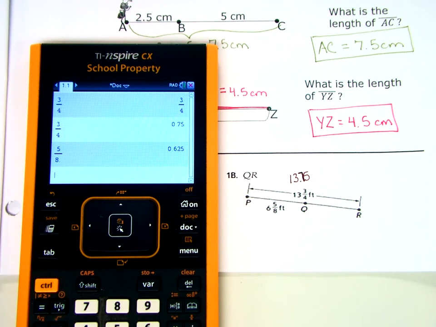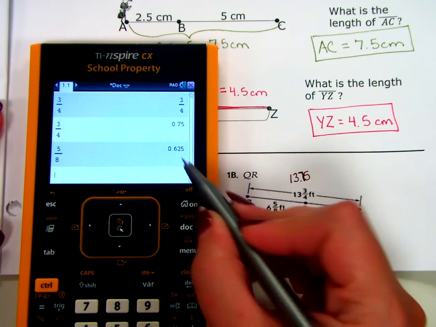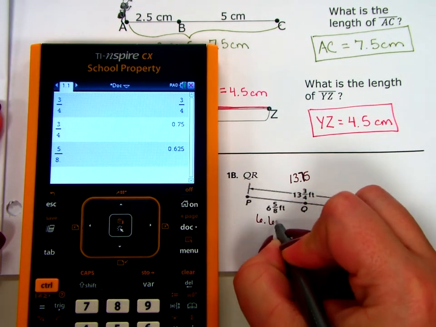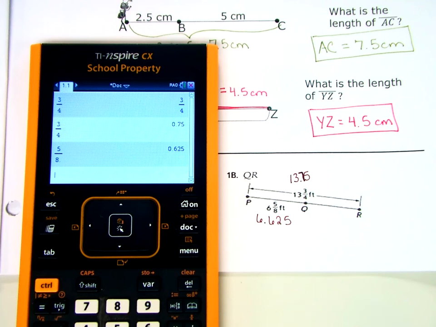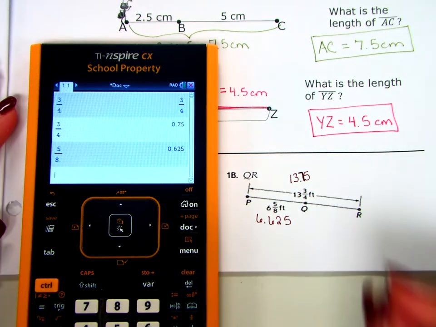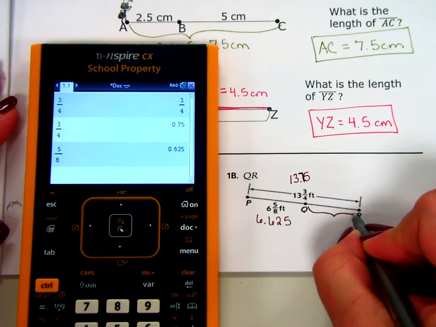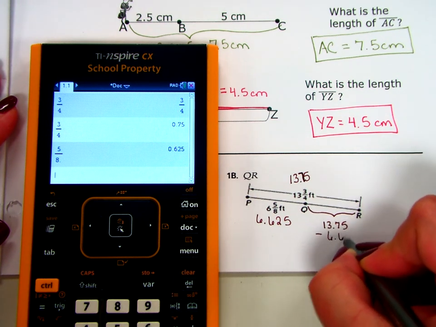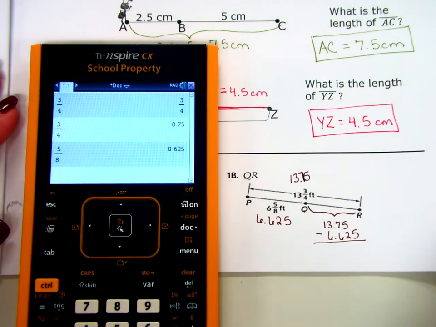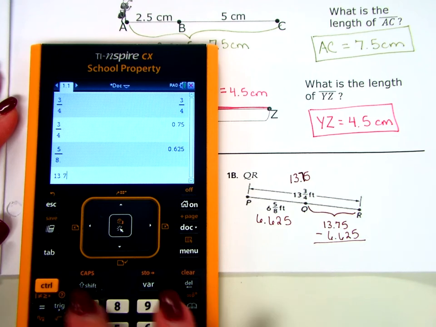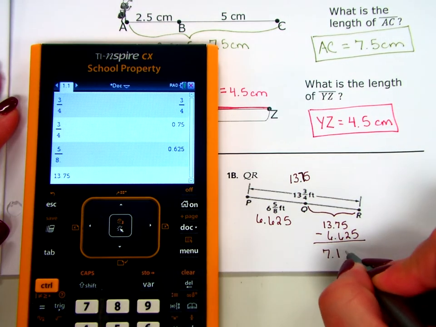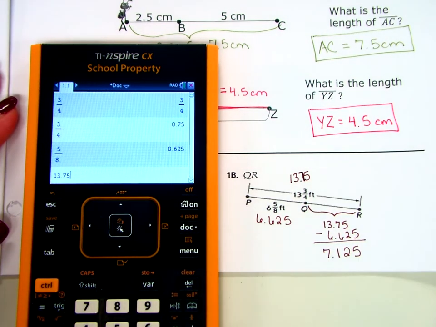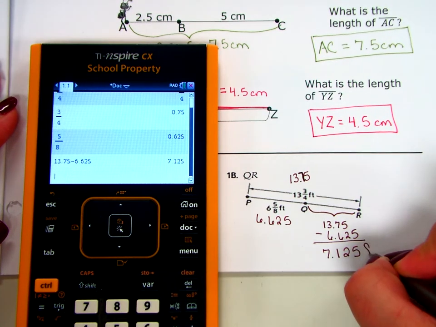Okay? So 6 and 5/8 is 6.625. So what am I going to do to find out how long QR is? Subtract. For this piece right here, I'm going to do the 13.75 minus the 6.625. And what do I get? 7.125. What are my units here? Feet.